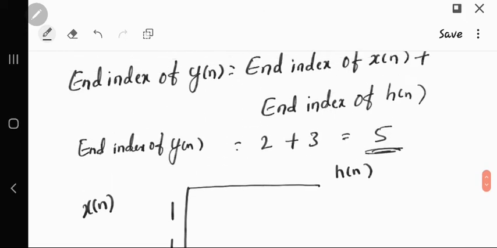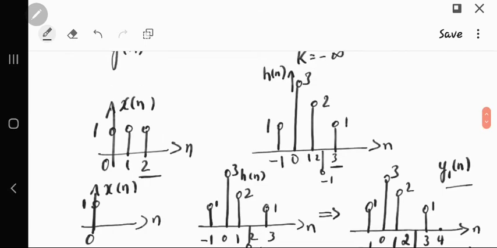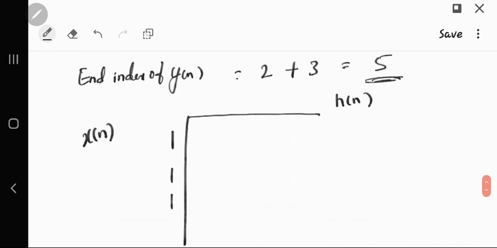In this method, just write the signals x of n and h of n. You can do this vice versa. What are the samples present in x of n? That is 1 1 1. Now what are the samples present in h of n? You just write it horizontally. The values are 1, 3, 2, minus 1 and plus 1.